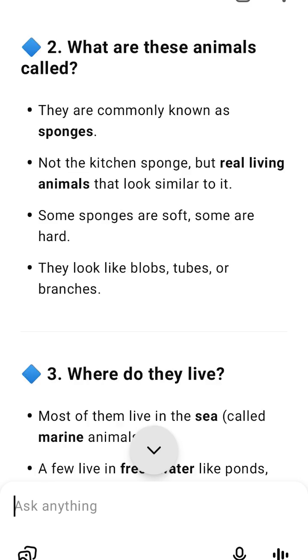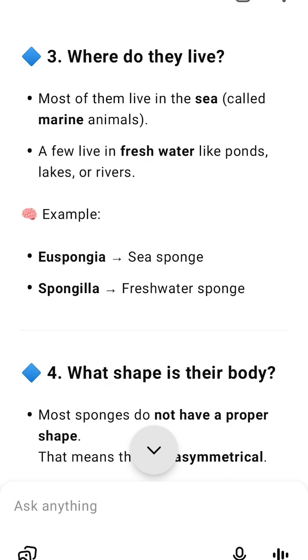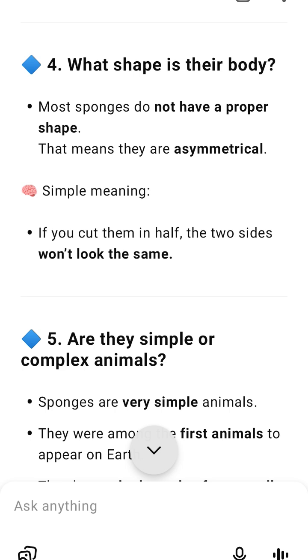What does this water do? Brings in food particles, brings in oxygen, carries out waste. So, water flow helps in eating, food collection, breathing, gas exchange, cleaning, removing waste.